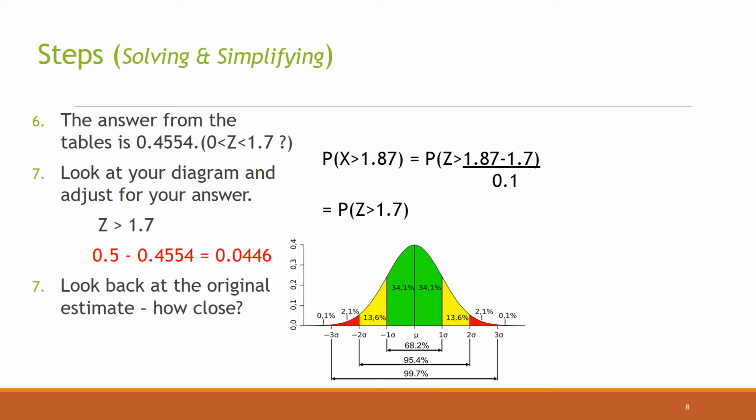What does it mean? Can you remember the earlier one? We wanted to calculate Z less than 1.2. Similarly, what we need to do here is more than 1.7. Then 0.4554 is the value within 0 and 1.7. Similarly, for more than 1.7, we have to reduce that value from 0.5: 0.5 minus 0.4554. The answer is 0.0446. Look back at the original estimate. Earlier we thought 5% means 0.05. Now here it becomes 0.0446. It is very close to that one.